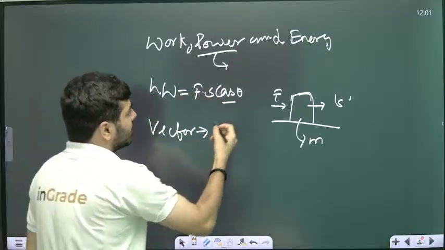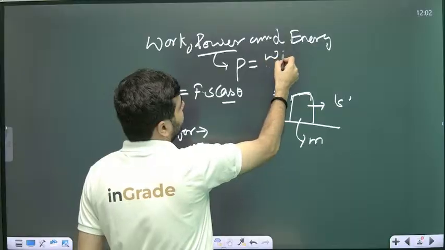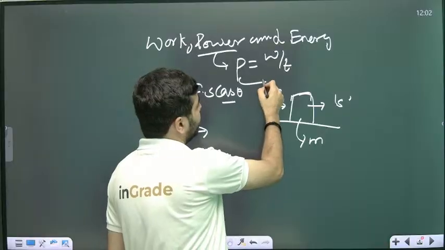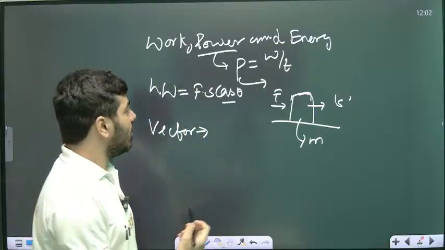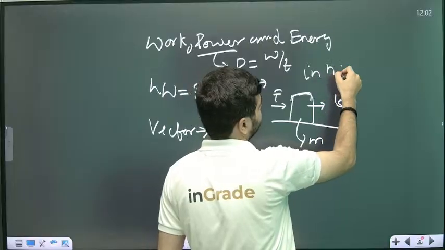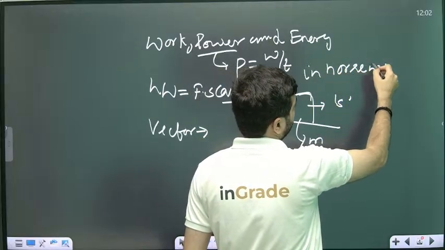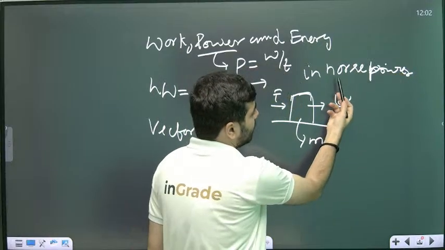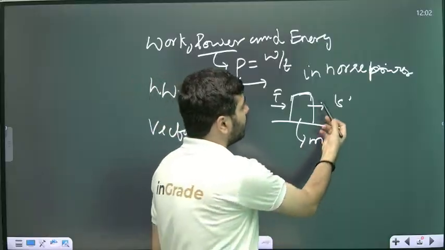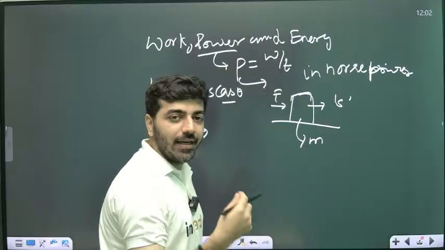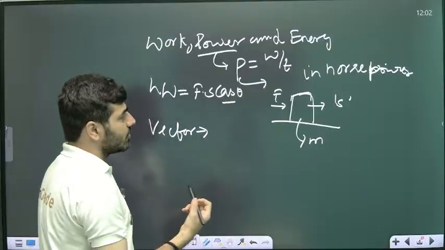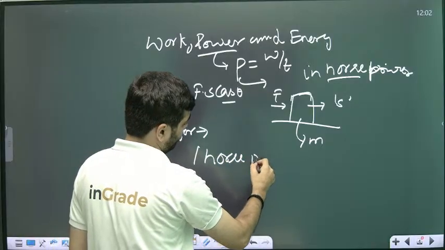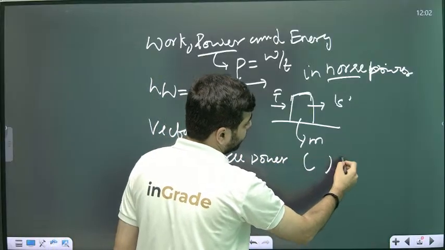In that class, I defined power as W by T. I gave you a homework: we measure power in horsepower. Why is there a horse, why are we not using an elephant or any other kind of animal? And 1 horsepower equals how many watts?